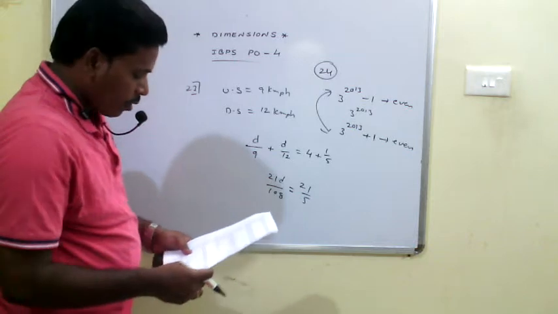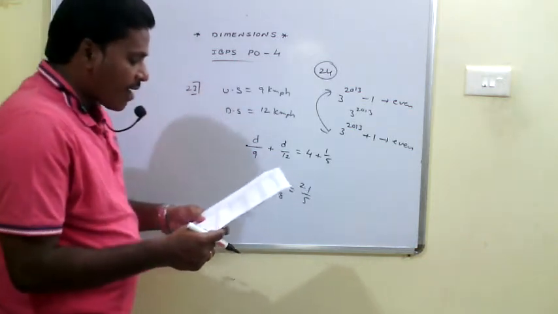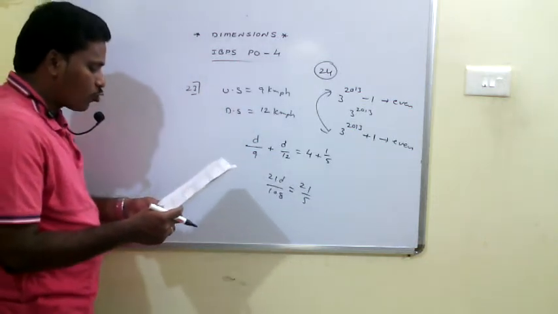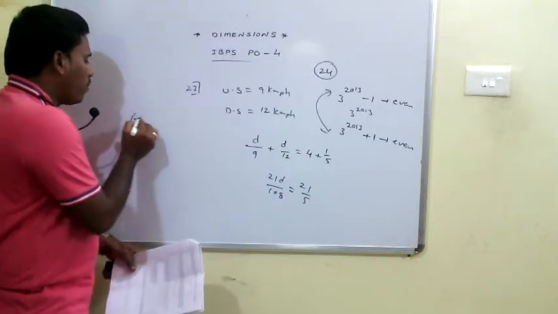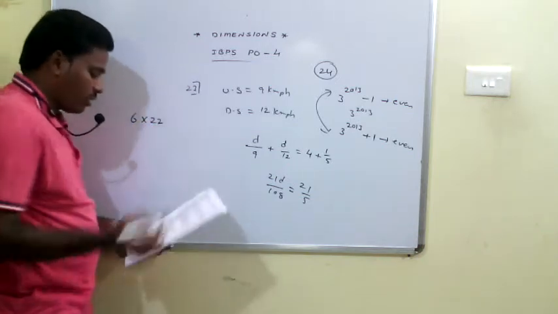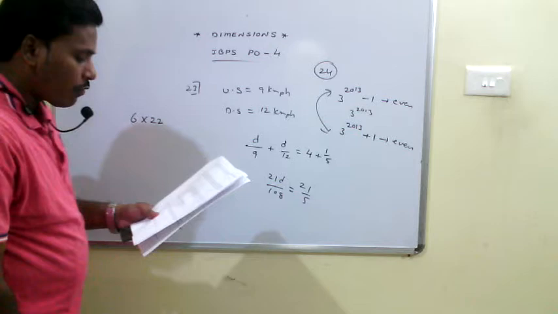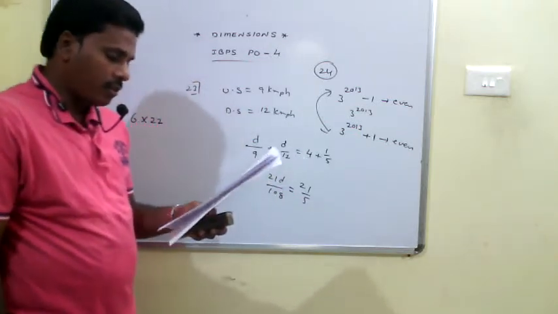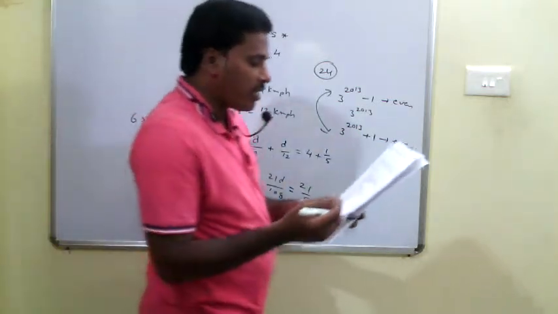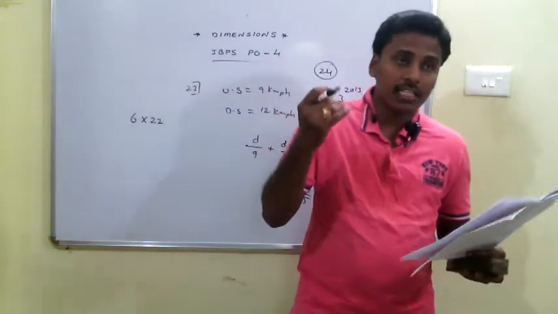There is the problem. Whereas coming to 25, the average age of a family of 6 members is 22 years. So the sum of the ages of the members is 6 into 22. If the age of the youngest member is 7 years, then find the average age of the family at the birth of the youngest member.